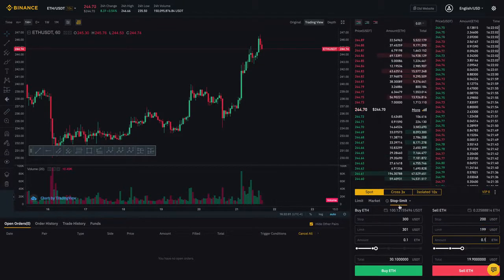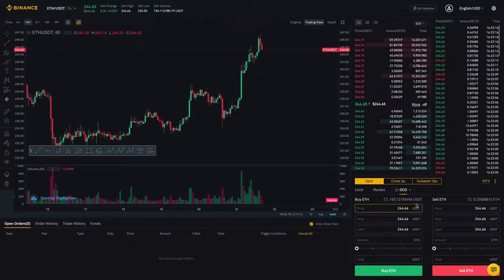Now the stop limit is more for risk management, right? So some people who are in trading positions might say, okay, I'm willing to take this much risk, right? But if you're someone who buys and holds, you don't really need to worry about stop limits.